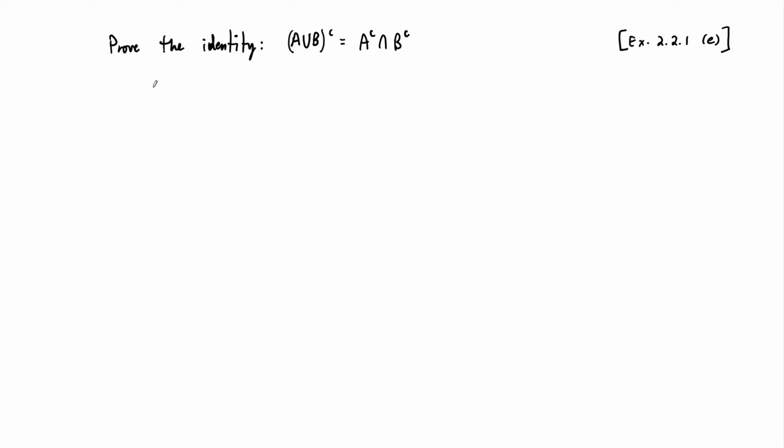And again, if you haven't seen the last video yet, what we need to do here is actually show two things, right? We need to show that the left-hand side, A union B complement, is a subset of the right-hand side, A complement intersected with B complement, and we also have to show that the other direction is true, right? That A complement intersect B complement is a subset of A union B complement.